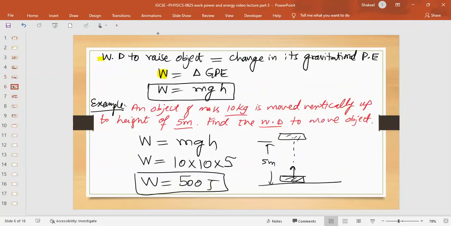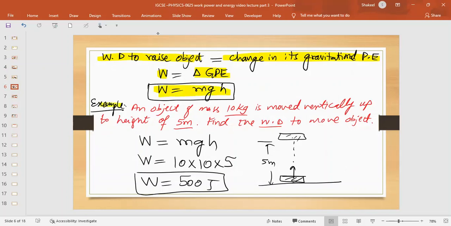The second one is work done to raise the object, which is equivalent to the change in its GPE. This is related to vertical motion. When you move an object vertically upward, it gains GPE, and that GPE is actually equivalent to the work done. So work done is mgh.